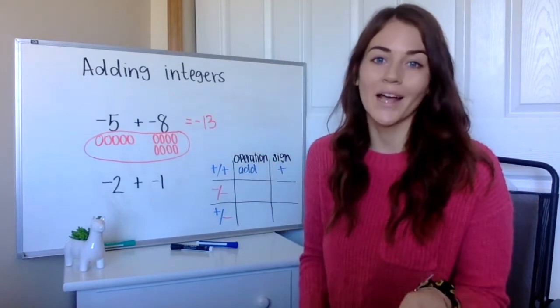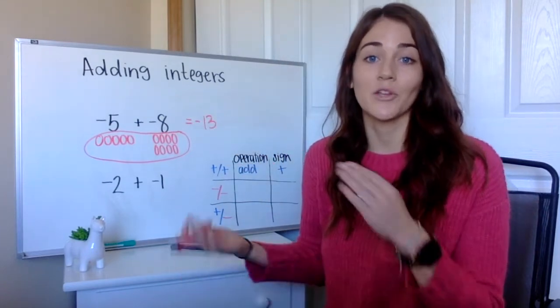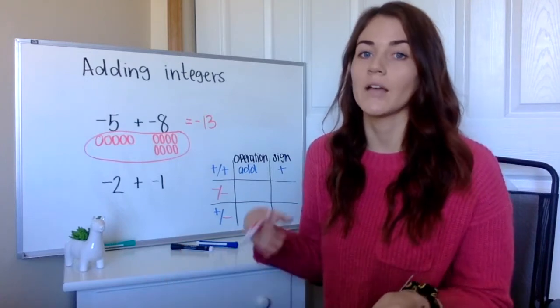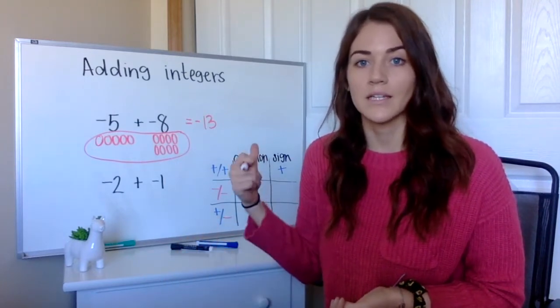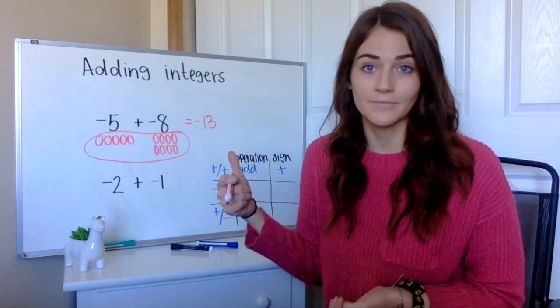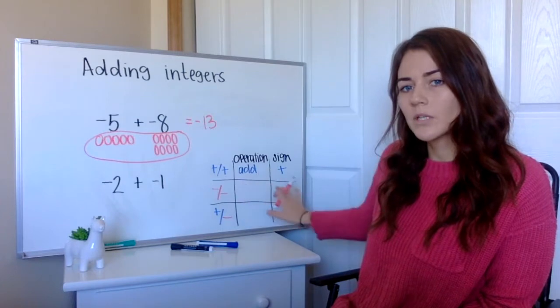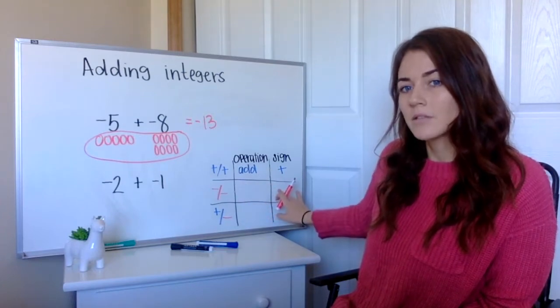So just like a +5 and a +8 got you +13 in that last problem, a -5 and a -8 is going to get you a -13. Okay, so be thinking about what operation are we doing? How do I know what the sign is?